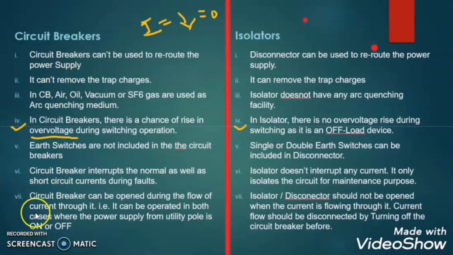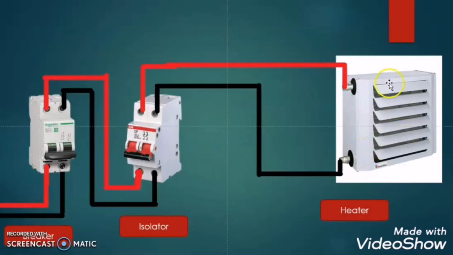The last difference between the circuit breaker and the isolator is about the sequence of operation of circuit breaker and disconnector. Let me explain this one. Suppose there is a load and it is first connected with the isolator and then with the circuit breaker, and finally the circuit breaker is connected with the source.